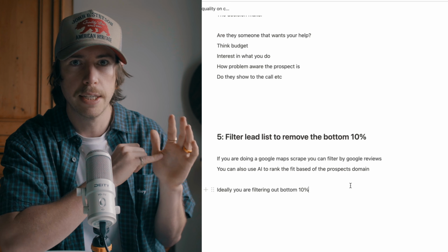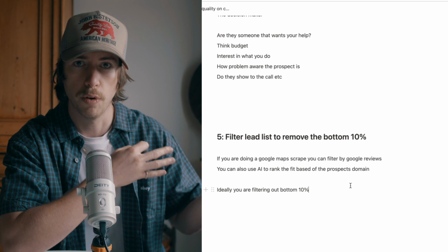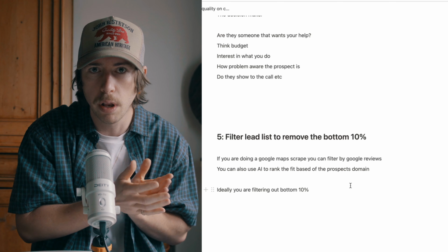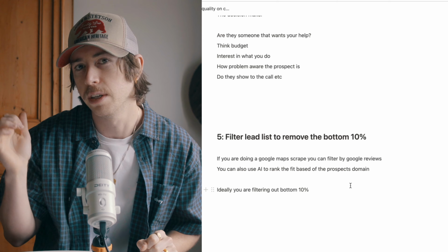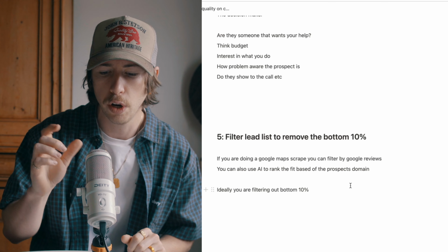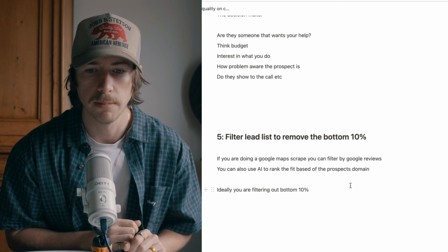Do they have a Teams page? Do they do certain types of jobs? How's it laid out? And then you're going to say, hey, this is what the website of my ideal client looks like. Have a look at this prospect's website, and on a scale of 1 to 10, how closely do they match? Okay? You're going to use AI to do that, and then you're going to filter out the ones that don't match very well. Okay, cool.